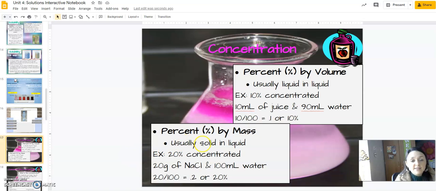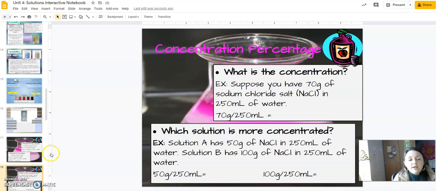If we do it by mass, like if we have sugar and tea or salt and water, we do it by the weight. So like we have 20 grams of salt and 100 grams or 100 milliliters of water. So it's 20% concentrated. And if we're looking at the concentration again, if you have 70 grams of NaCl and 250 milliliters of water, we always can take our solute, divide by our solvent, and get our concentration.